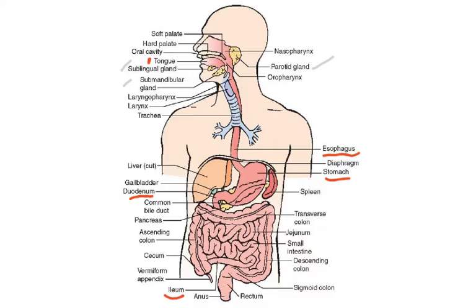And then we have the colon. Now the colon here is given in 2 ways. One is this colon, ascending colon, then the transverse colon and the descending colon. But that's not important. You just have to know colon or large intestine.